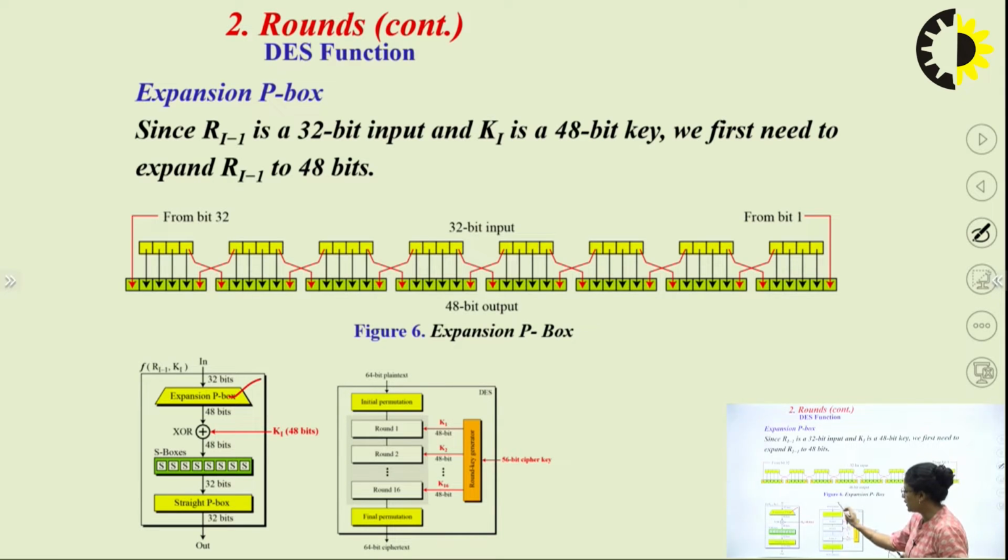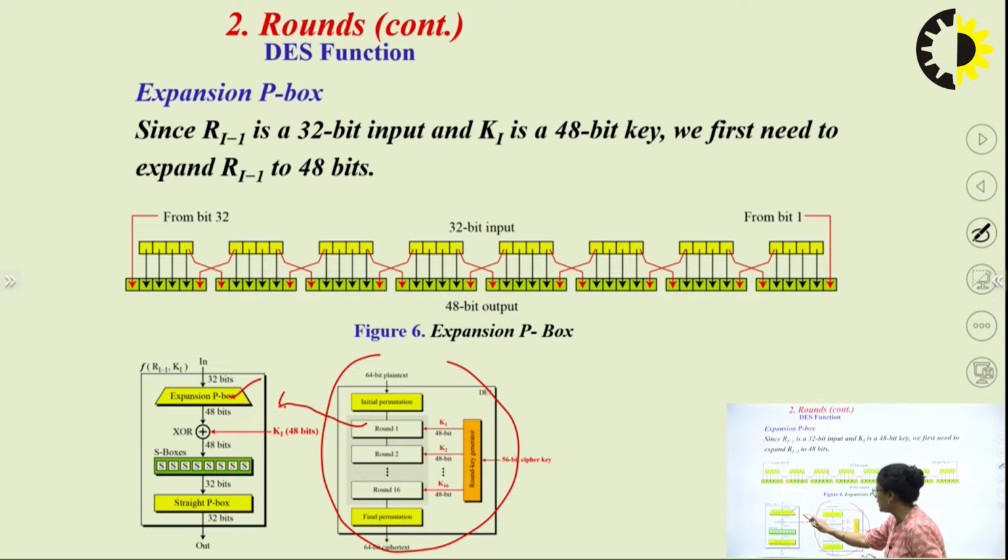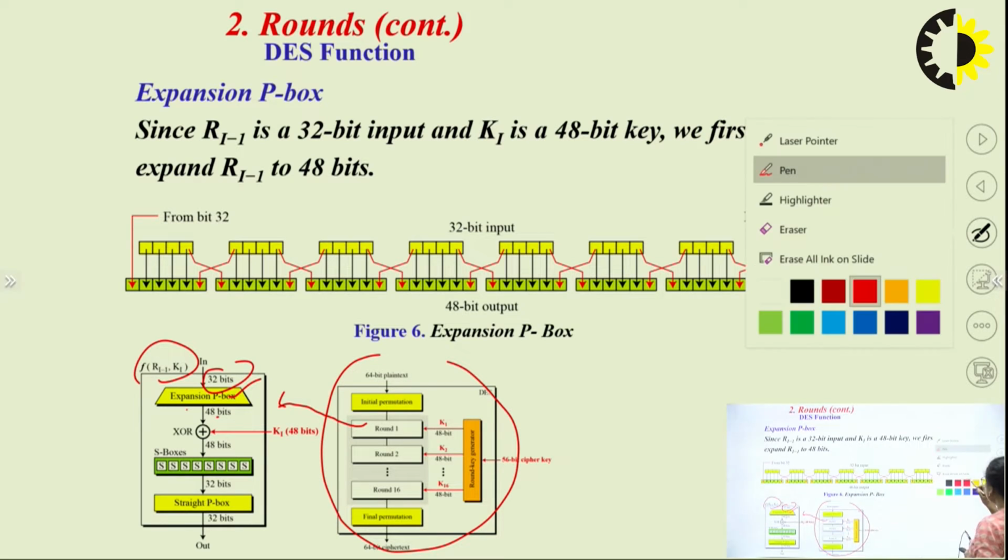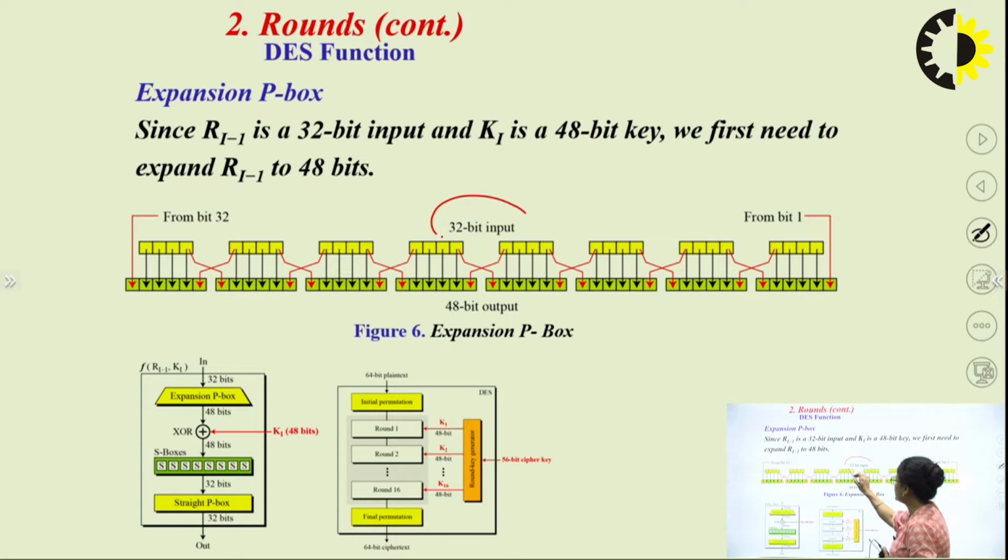Again, we are talking about a 64-bit block cipher, which is DES. We are talking about rounds. Each round has functions, and in each function we are talking about F. This is the function inside each round, and each round has an expansion P box which converts a 32-bit input to a 48-bit output.